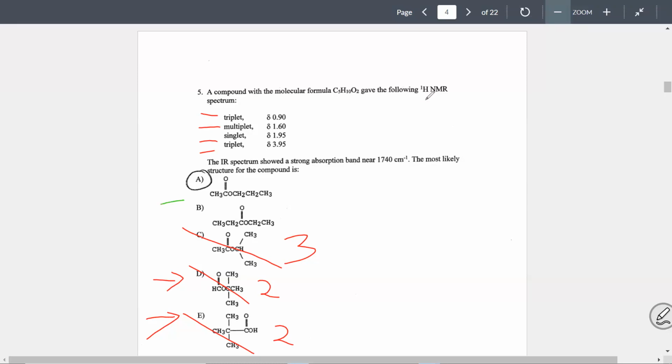Okay, so let's start with molecule B, just for the sake of practice. The first signal, what's the multiplicity? Triplet. What about the next one? Quartet. We only have 3 neighbors, so it's a quartet. What about this one?